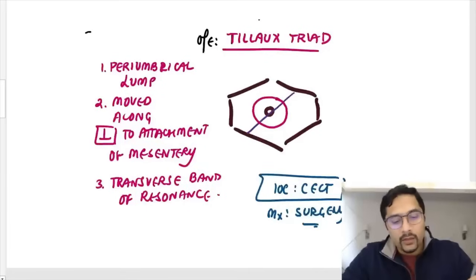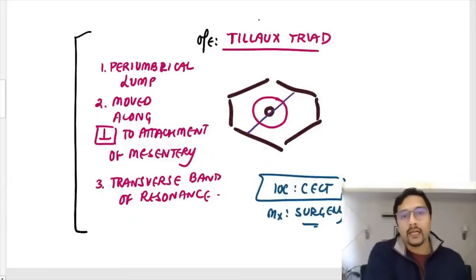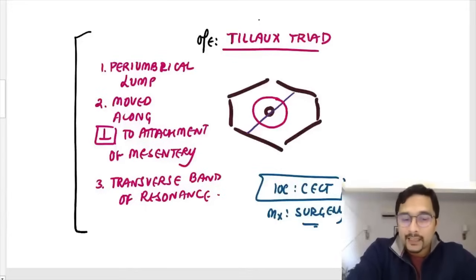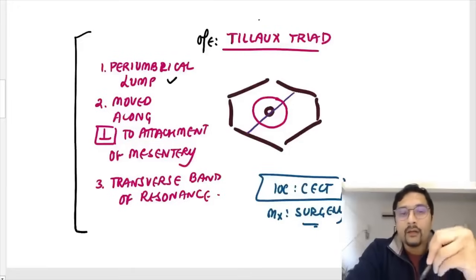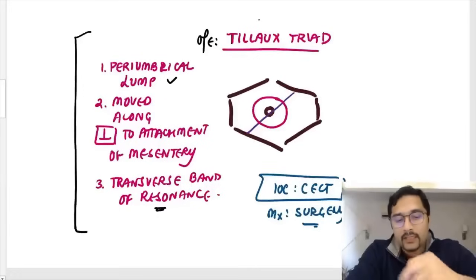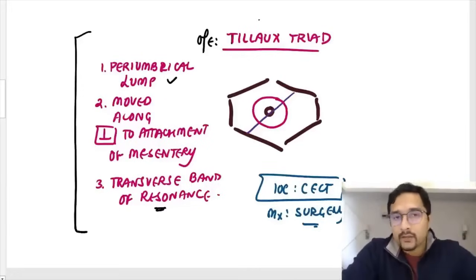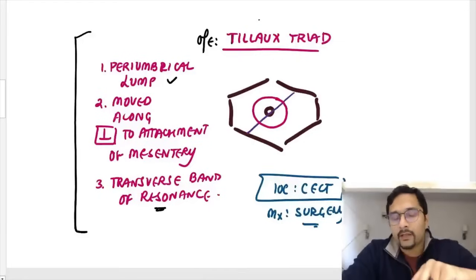But very importantly, what has been asked repeatedly is Tillaux's triad. In mesenteric cysts, we are going to see Tillaux's triad. It is a periumbilical lump which moves perpendicular to the line of attachment of the mesentery, and there is a transverse band of resonance.